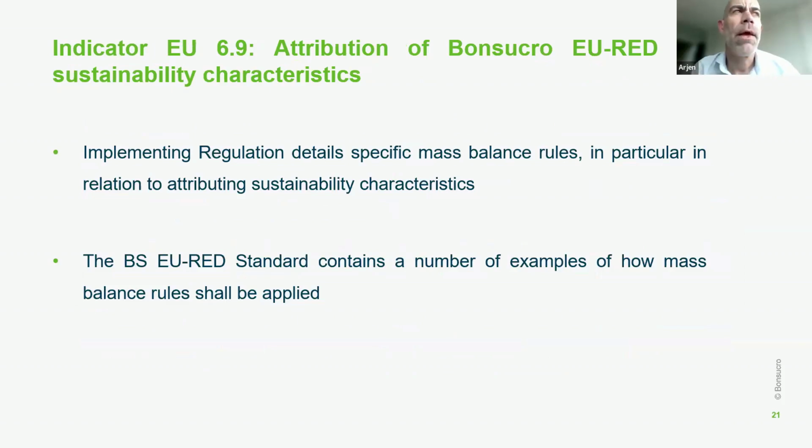The second indicator, which has been changed in this whole set of indicators related to attributing sustainability characteristics, is related to mass balance rules. What the implementing regulation does is that it details a number of mass balance rules further than was previously the case. It's not necessarily that there are completely new rules. It's particularly that the rules have been specified further, in particular in relation to attributing sustainability characteristics. There are various changes, and these changes are detailed.